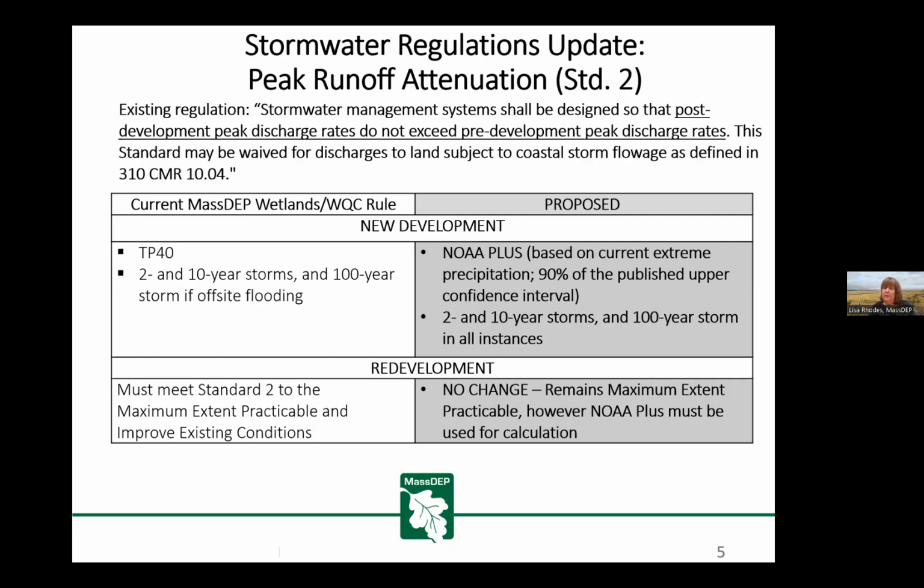For redevelopment projects, it's currently a maximum extent practicable standard, and we're proposing that it remain a maximum extent practicable standard, except that it would be NOAA Plus precipitation to the maximum extent practicable. Next slide.